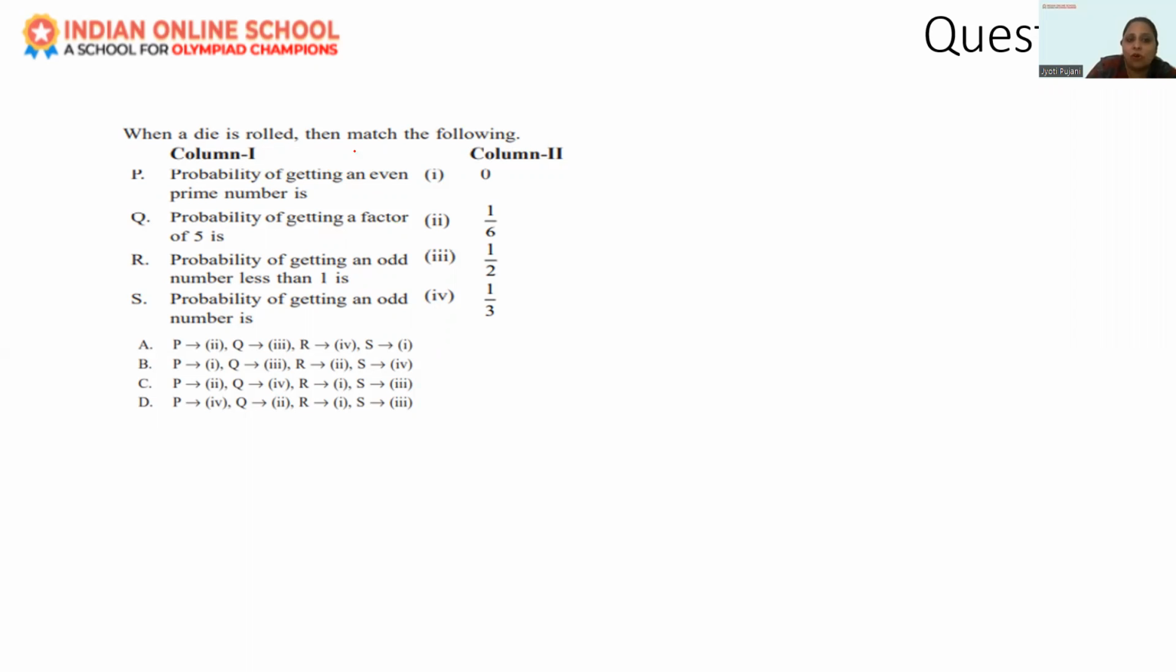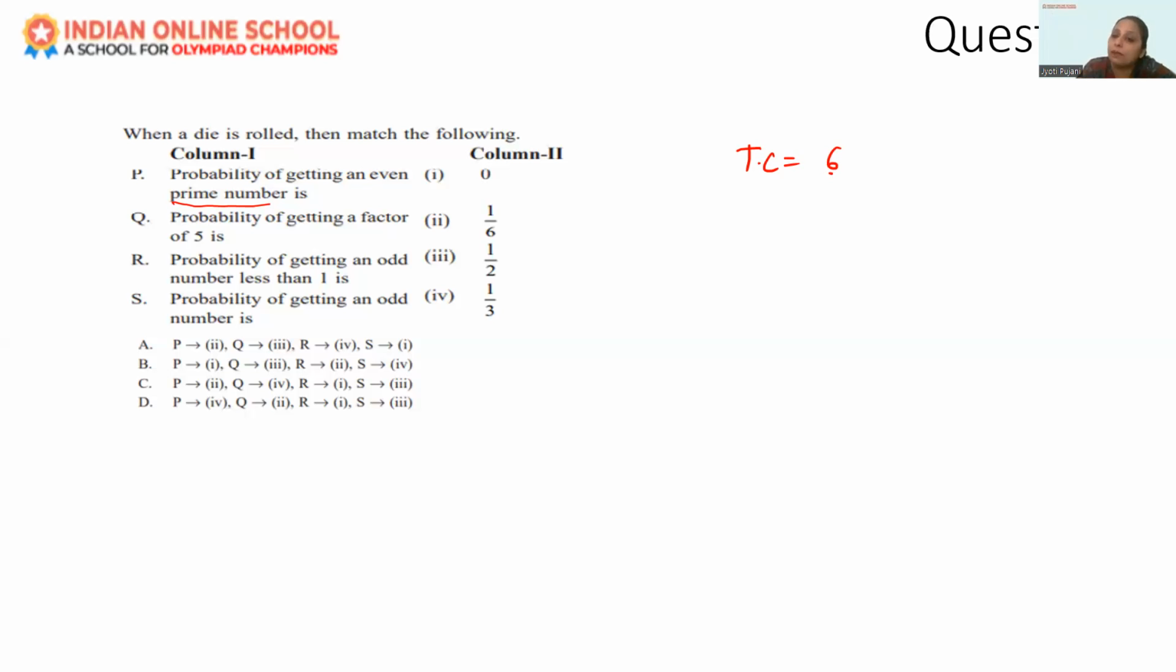When a die is rolled, then match the following. Probability of getting an even prime number. Okay, you are throwing a die. Everybody plays Ludo, right? So when you throw a dice, what can come? Either 1, 2, 3, 4, 5, 6. This option can come. Total number of cases are 6 here. So always write total number of cases. That will be 6.